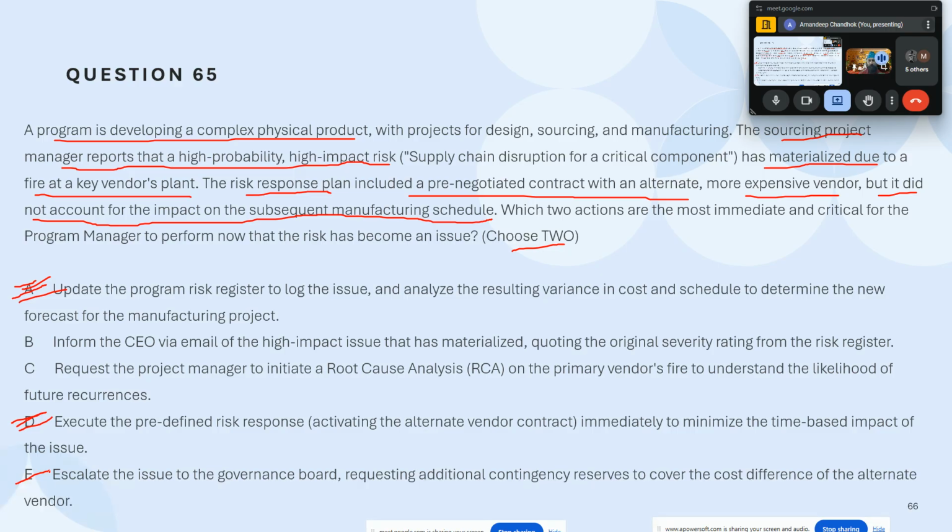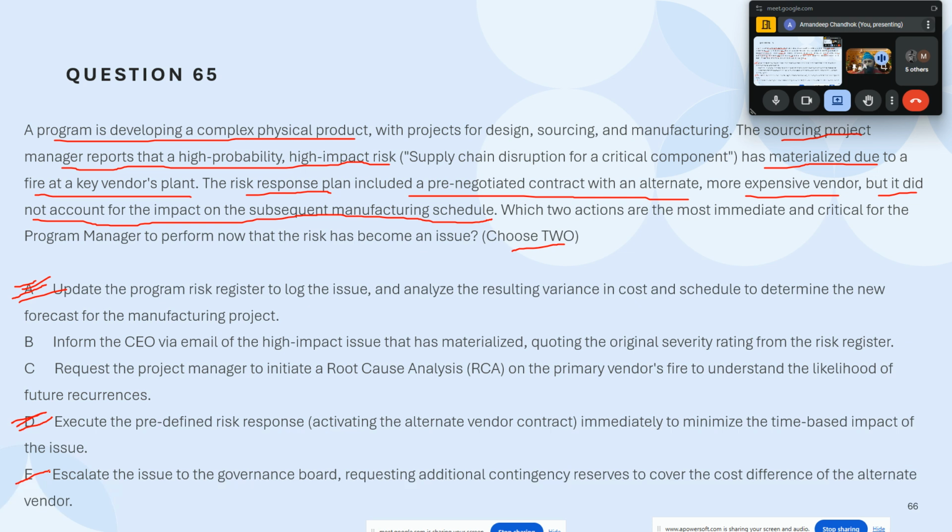Okay. Perfect. Let's go through the responses now. So what's happened over here is there was a high probability, high impact risk that we had identified, and we had logged it into the risk register. Now, that risk has materialized. Means we expected it to materialize, and unfortunately, it did. So the risk has now become an issue.